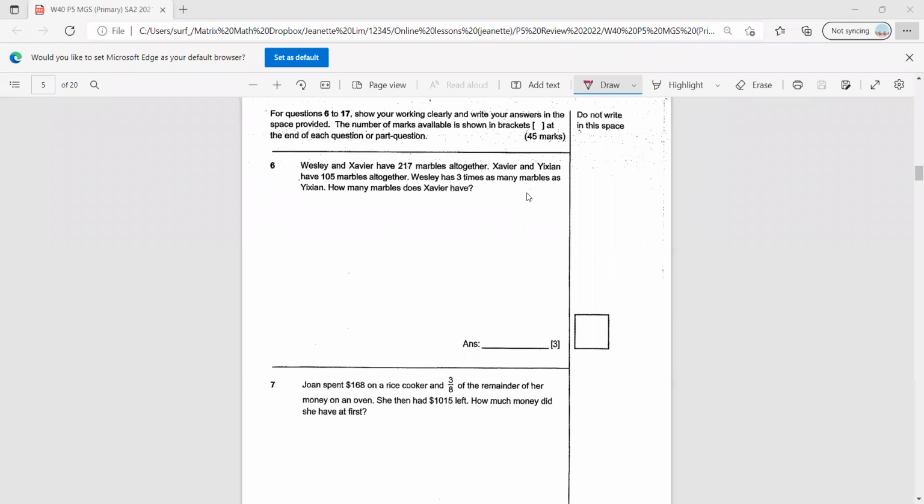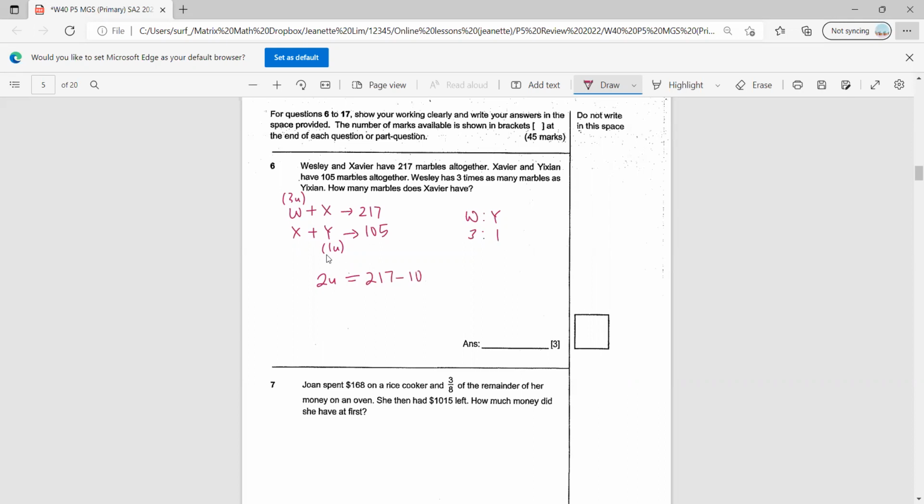Okay, question 6. Wesley and Xavier, 217. Then Xavier and Yixian, 105. Wesley is 3 times, so W to Y is 3 to 1. So if W is 3 units, then Y is 1 unit. You can find the difference. So here we have X plus 3 units and X plus 1 unit. So the difference is 2 units.